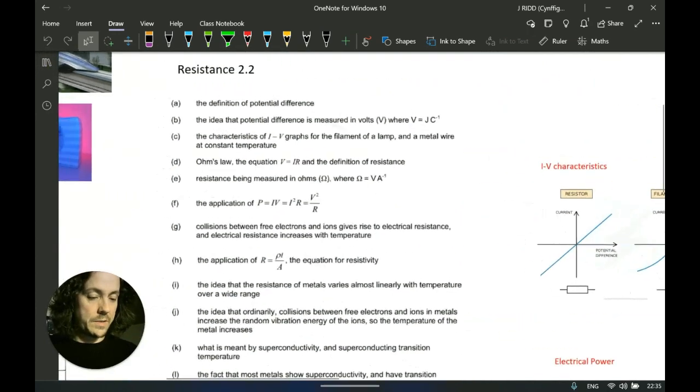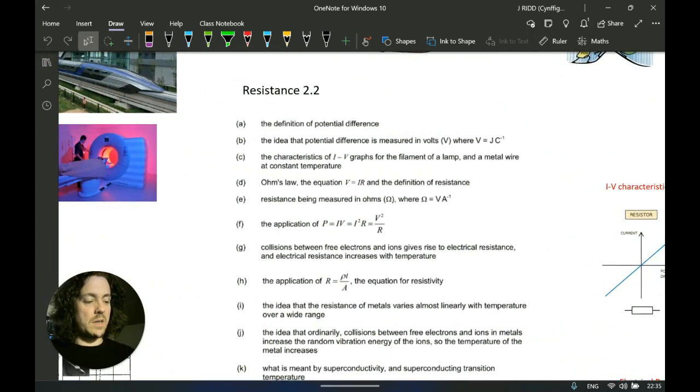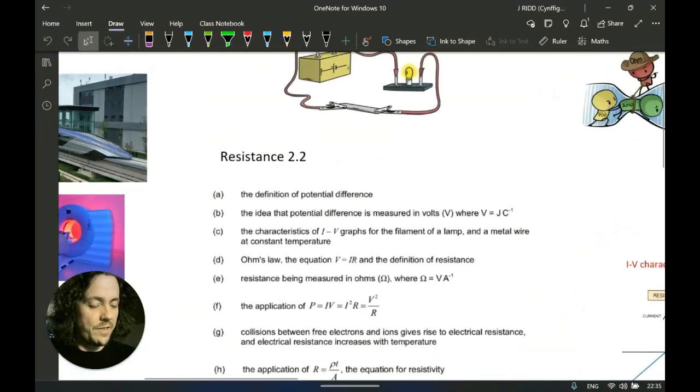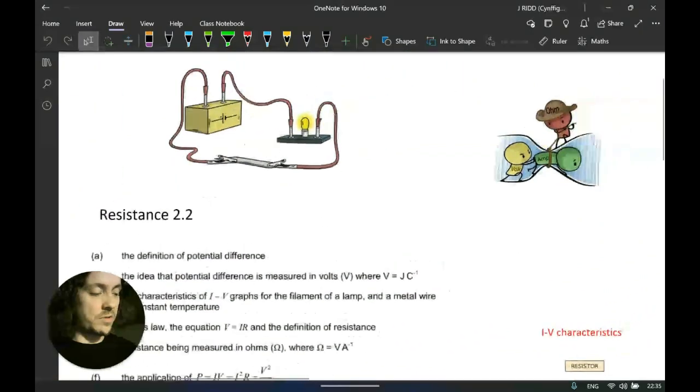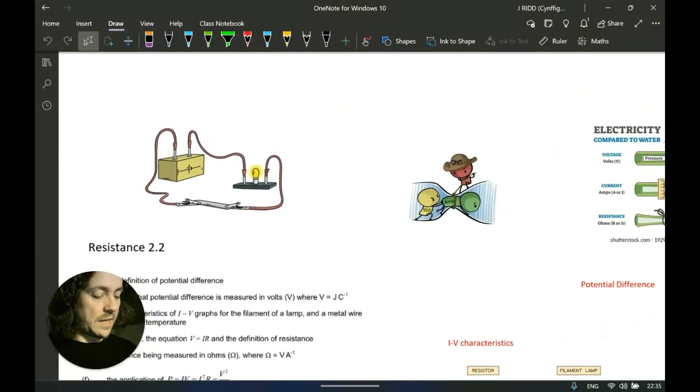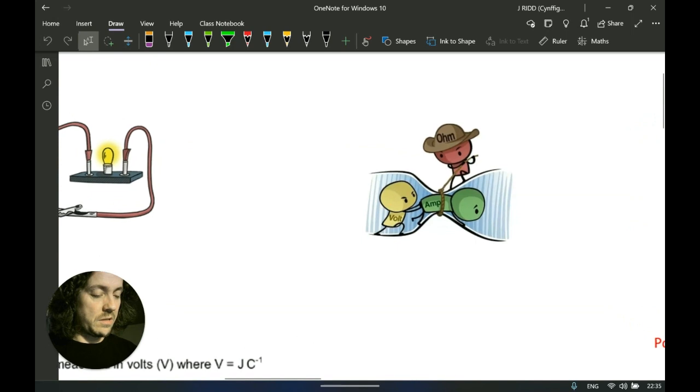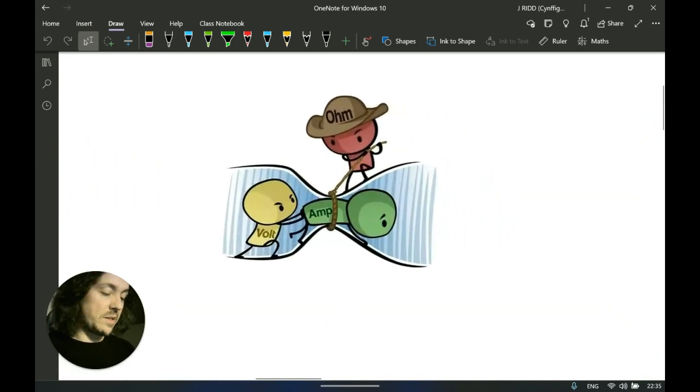This one. Right. So first of all, we're going to start off with the definition of potential difference. So we jump to 2.2 now. Definition of potential difference. Before I get into that, I'm just going to show you this little diagram, because it's a nice little illustration. And the little characters in here represent the role of voltage, current, and resistance in electricity.